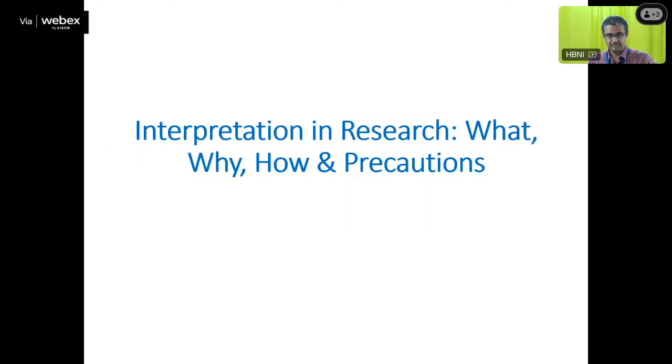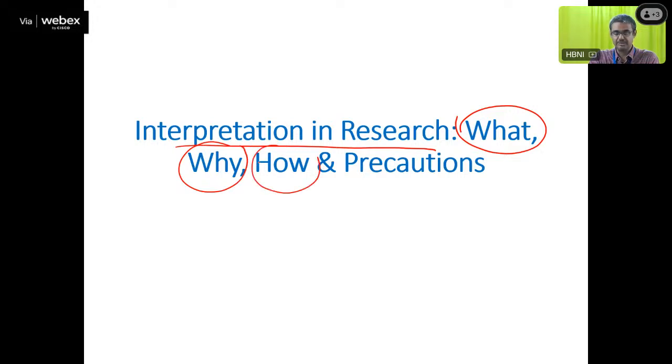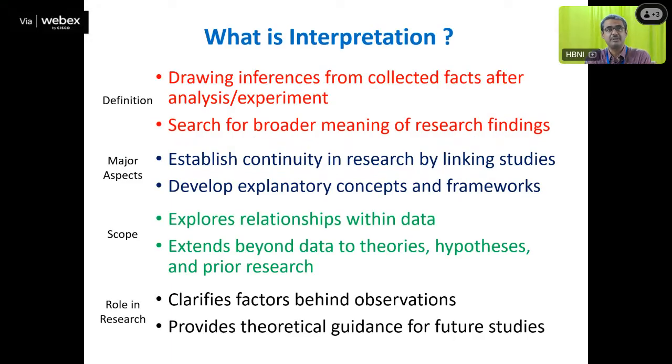This is the next part. Two parts are there. First is interpretation, the interpretation of data in research. What do you understand by interpretation? Why is interpretation required? How will you do the interpretation, and what precautions are needed while going into interpretation? So what is interpretation?